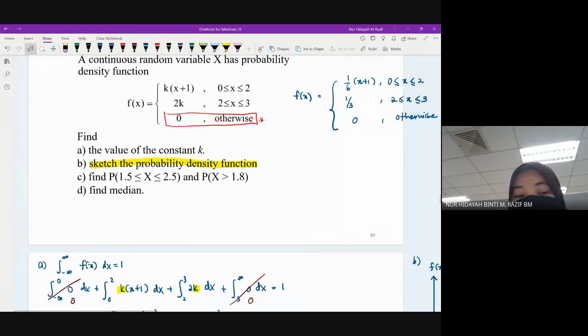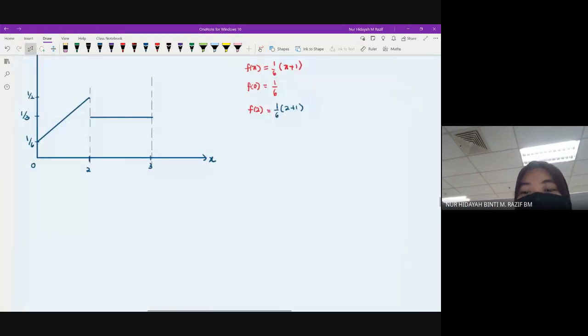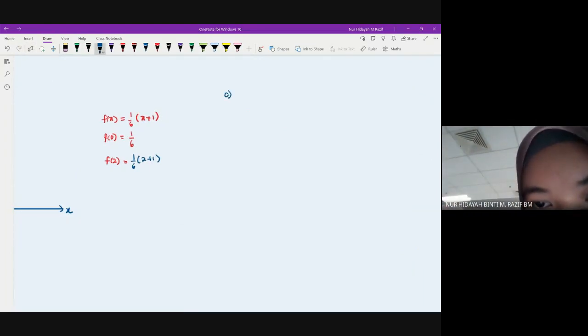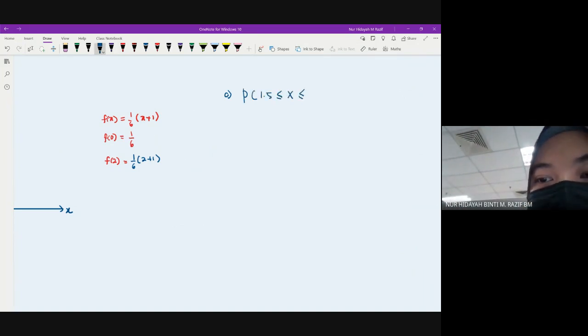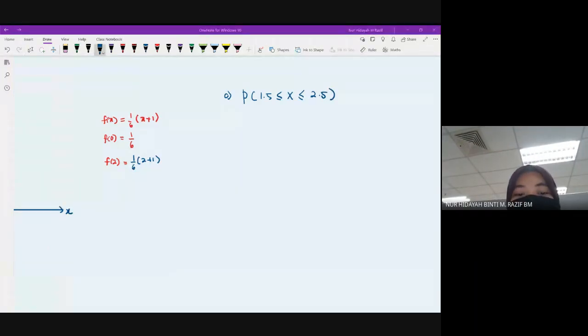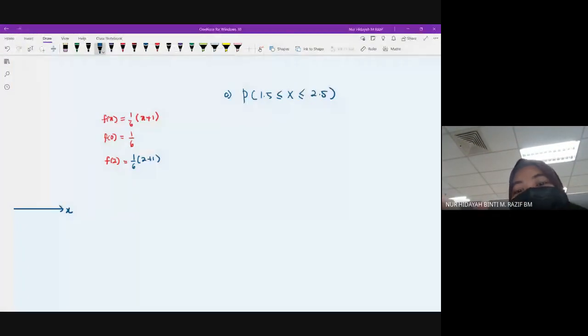Now let's take a look at question C. You need to find the probability x greater than or equal to 1.5, less than or equal to 2.5. Jadi untuk soalan C, saya jawab kat tepi ni lagi. So to find the probability, okay, 1.5 less than equal to x less than equal to 2.5. Jadi macam mana kita nak jawab soalan C ini? Jawapannya adalah kita akan integrate sahaja.